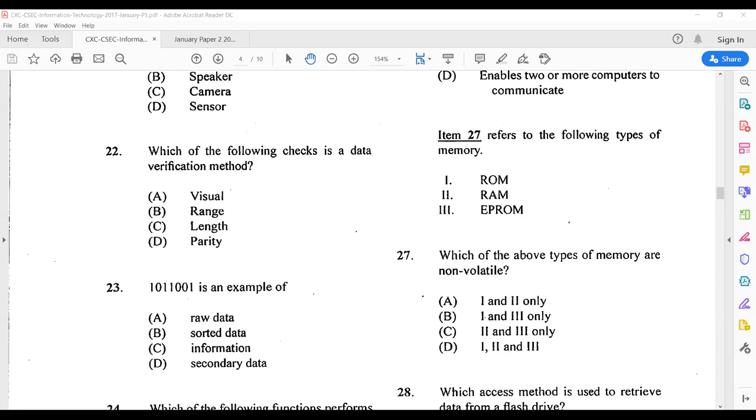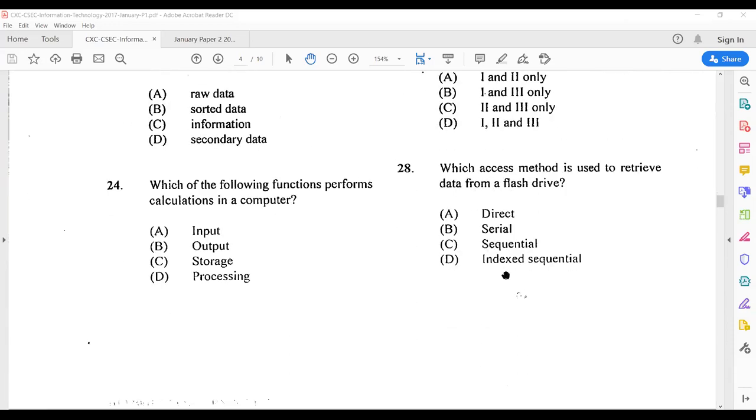And out of those three, the types of memory that are non-volatile are 1 and 3, okay? ROM and EPROM. All right, everybody clear on that? Any questions on it? No, sir. No, everybody clear? Okay, good. All right, let's move on to 28.